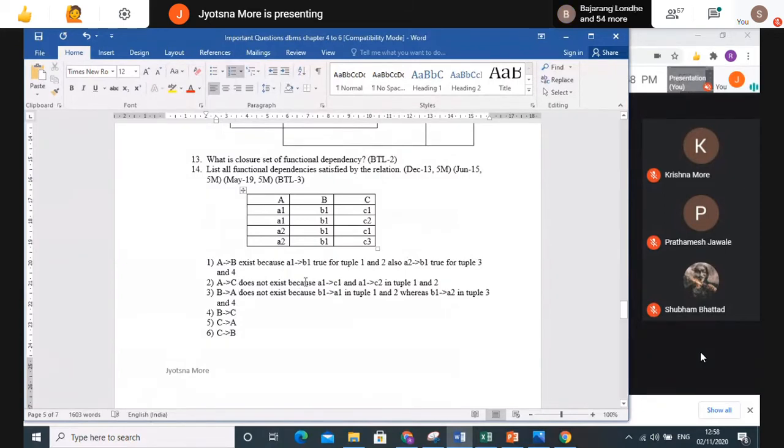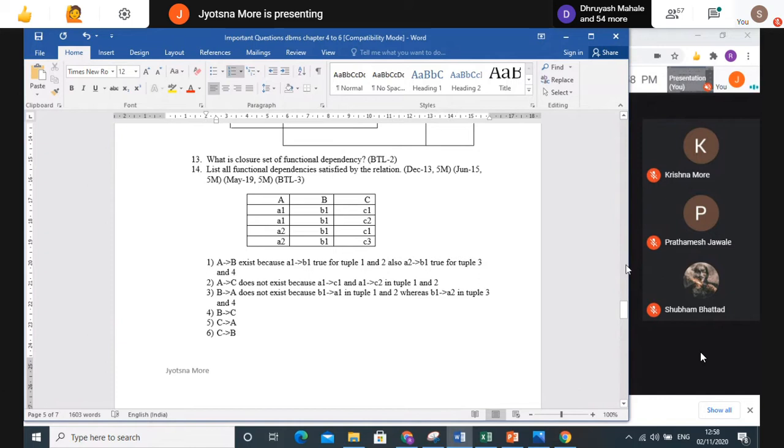Instead of writing like this, you can also write: because A1 determines different values in tuples 1 and 2, as well as A2 determines different values in C in tuples 3 and 4. That way also you can mention your answer. It's up to you, but the answer should be complete. Otherwise, you will not get answer marks if the justification is not there.